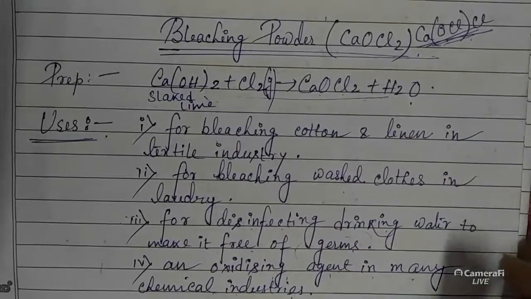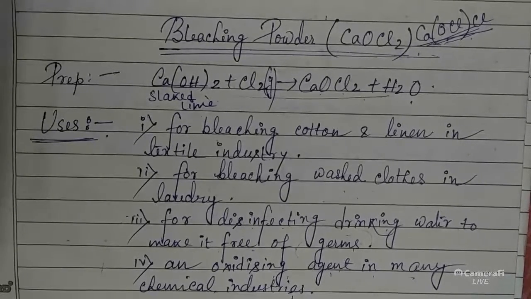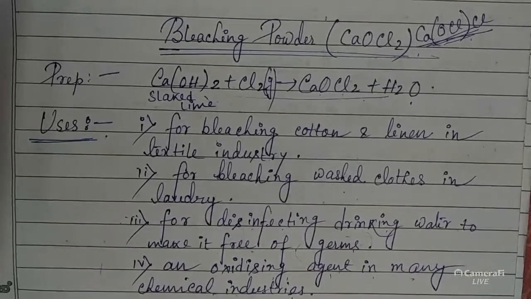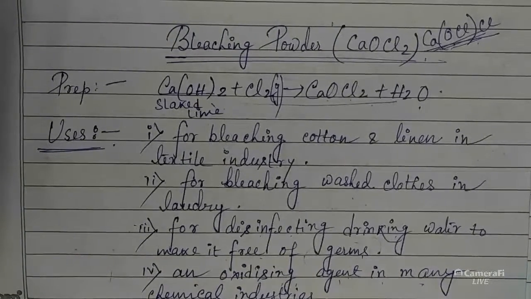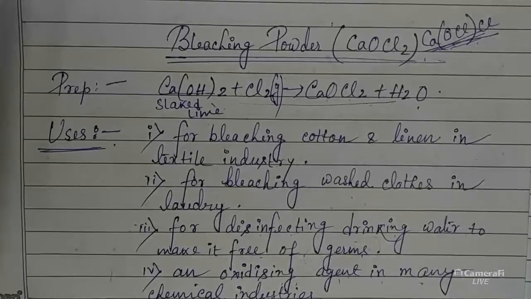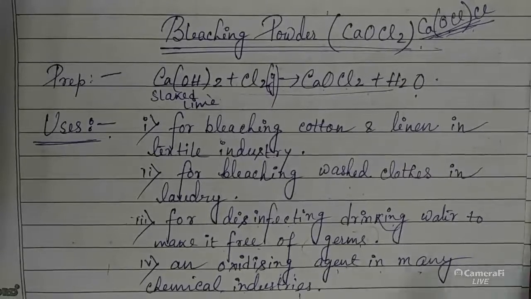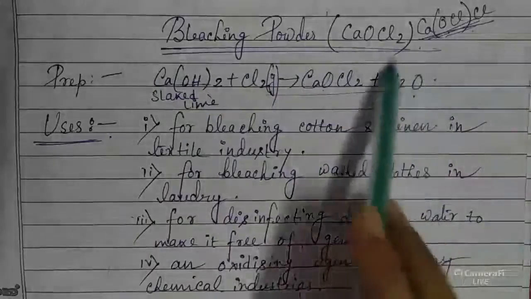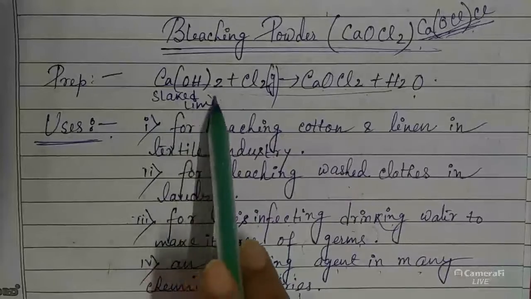Generally the question will come like this: write the name and formula of bleaching powder, write 2 uses of bleaching powder, and sometimes this type of question may come: give the chemical reaction for the preparation of bleaching powder. Okay, understood? So these types of questions may come. So you have to know how to prepare the bleaching powder, that is this chemical reaction. It is very important.